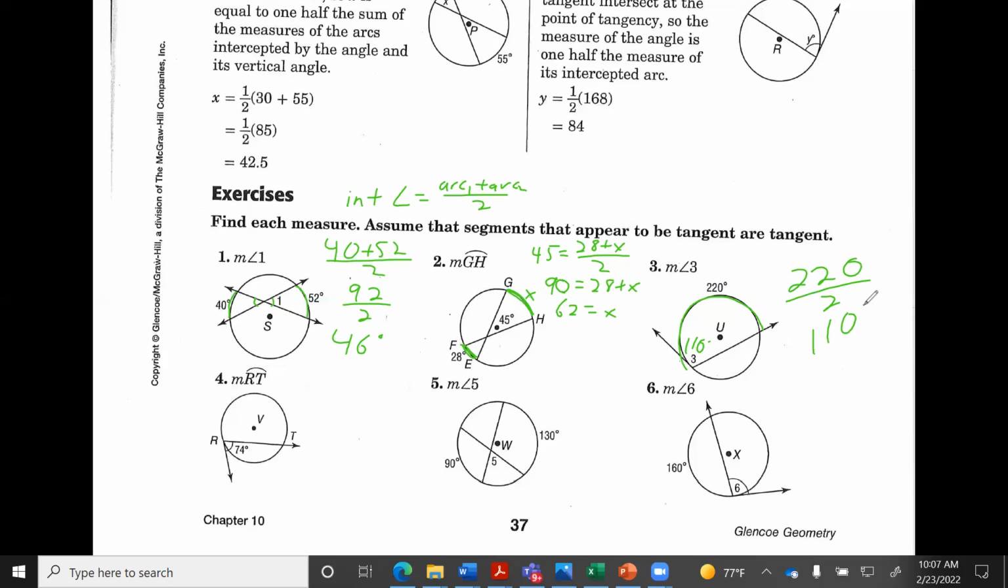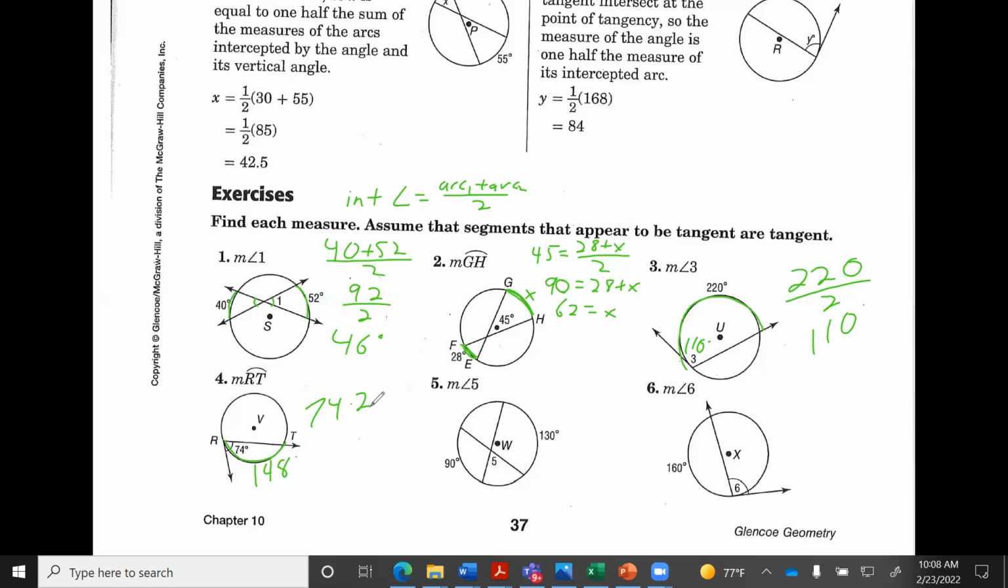Number 4. That one gives us the angle instead. So if we have the angle, we can find the arc by doing what? Multiply. Here we divide by 2, so now we multiply by 2. We're doubling that. And so this is 74. The arc then is double that. 48. Then multiply it by 2. 4.